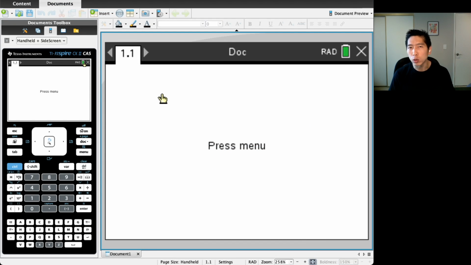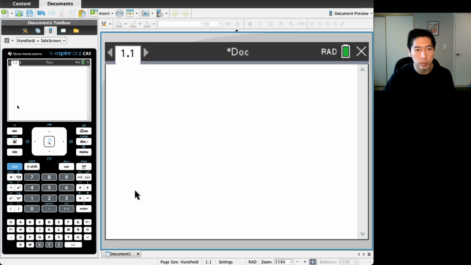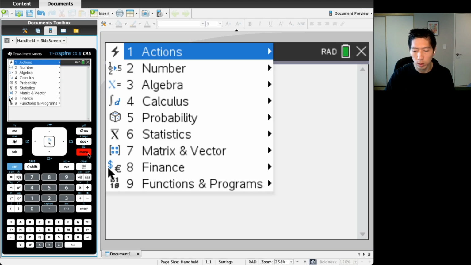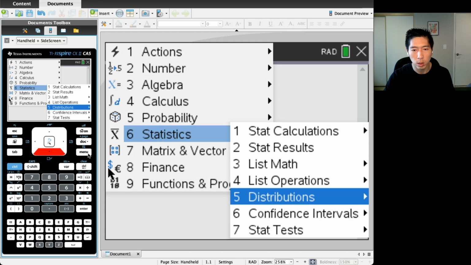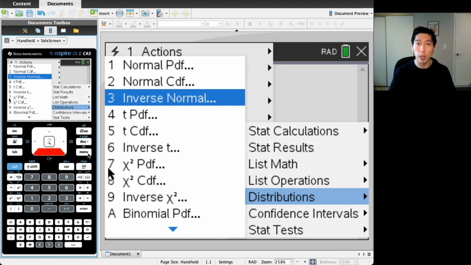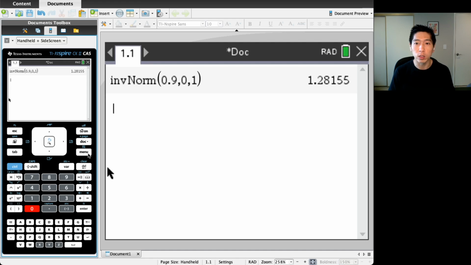So let's remember how we use the inverse norm feature. We're going to go to the home button. We want to use the calculator app. We're going to go to menu. We're going to go to statistics, distributions, and then inverse normal. Menu 653. This was a common button we used back in chapter 2. So for 80% confidence, you actually don't type in 0.80, you actually type in 0.90. And then we hit enter, and that's going to be our critical value Z star, 1.28155.